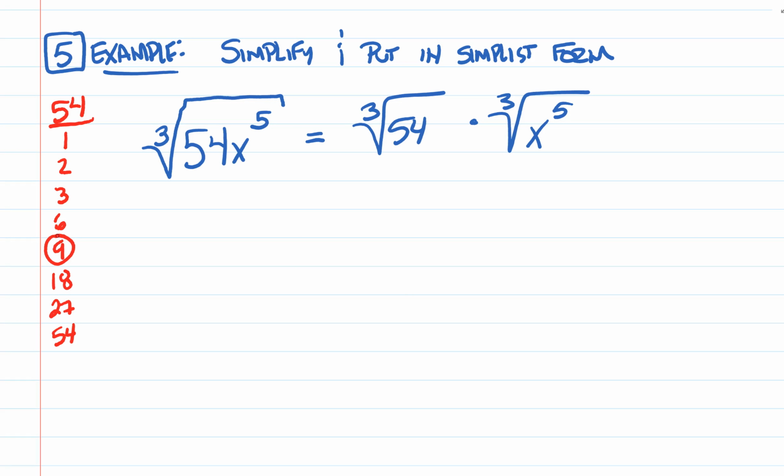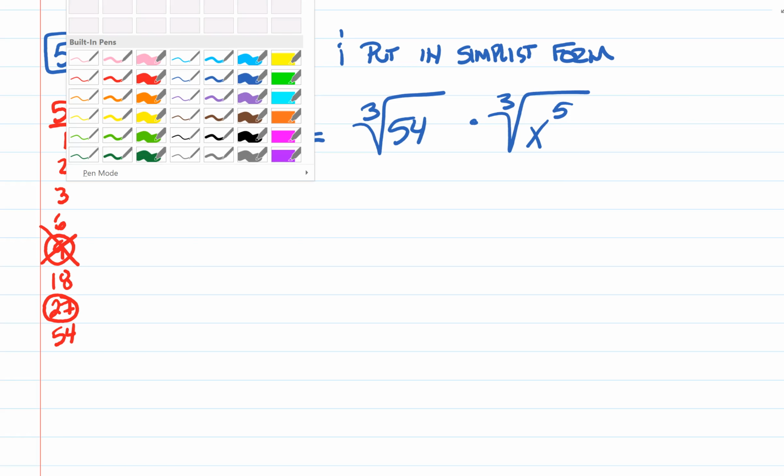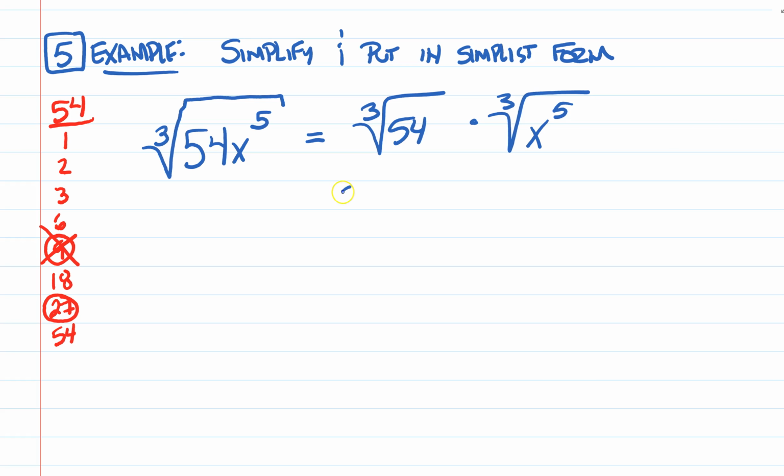Nope. 3 times 3 is 9, 9 times 3 is 27. Oh, maybe 27. 54. So we're looking for the largest perfect cube in this, right? Is 9 a perfect cube? No, 9 is a perfect square, so that wouldn't work out. So 27, that's the one that we want. We're going to break this down to the cube root of 27 times 2.